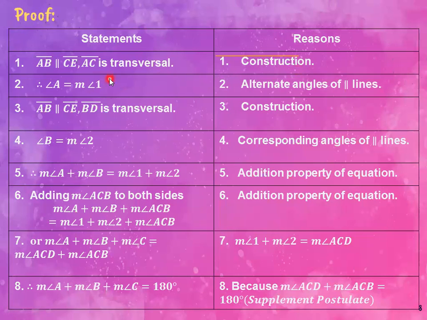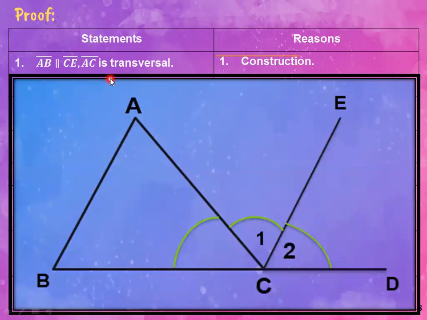Now the first statement is this one. The first statement is AB, line segment AB. This line segment AB is parallel to line segment CE. This is your line segment AB, and this AB is parallel to this line segment CE, in which AC is a transversal. Now, which one is AC? This line segment AC. As you can see here, this is AB and this is CE.